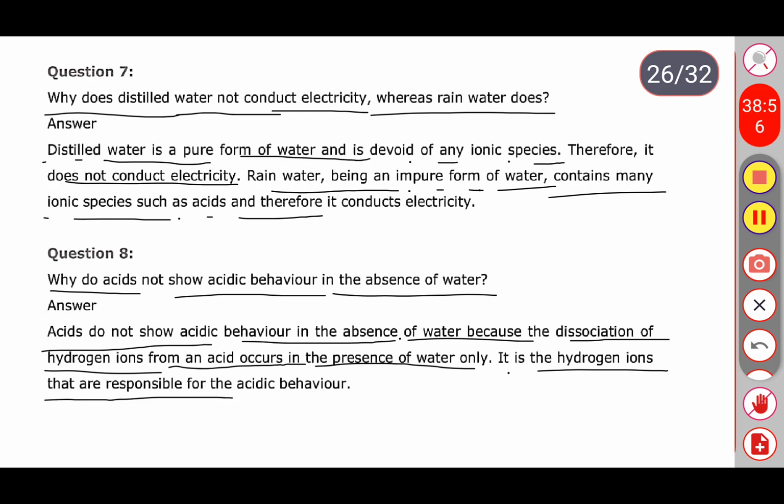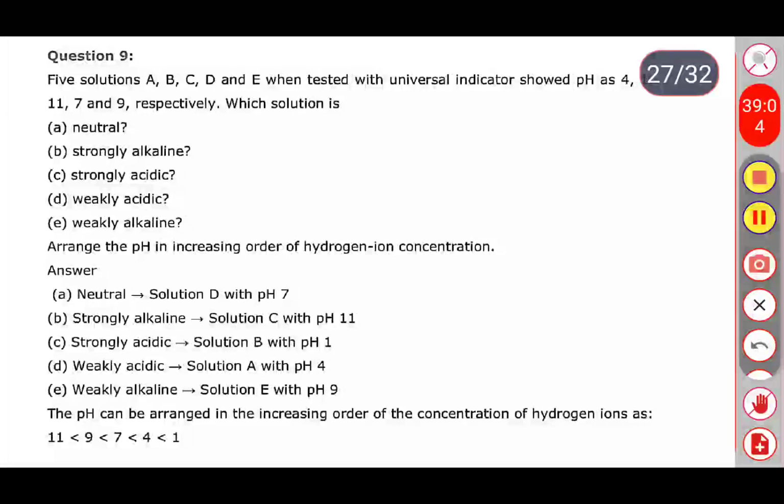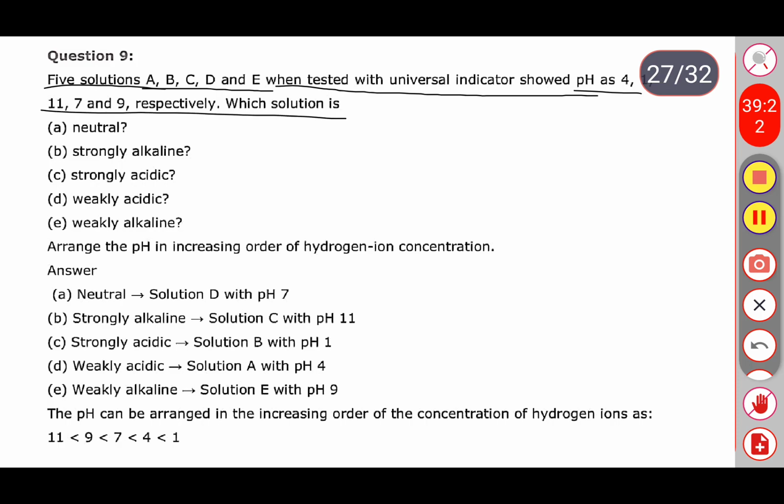Five solutions A, B, C, D and E, when tested with the universal indicator show pH of 4, 1, 11, 7 and 9 respectively. Which solution is neutral, strongly alkaline, strongly acidic, weakly alkaline? So arrange them in increasing order of the hydrogen ion concentration. When we are arranging these given substances, we can easily identify whether the solution is acidic or basic or neutral.